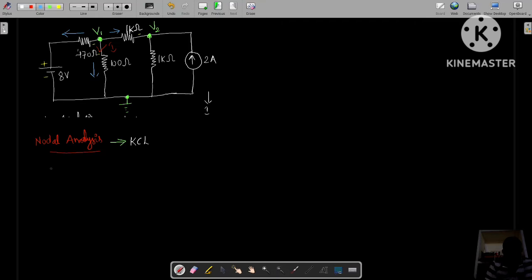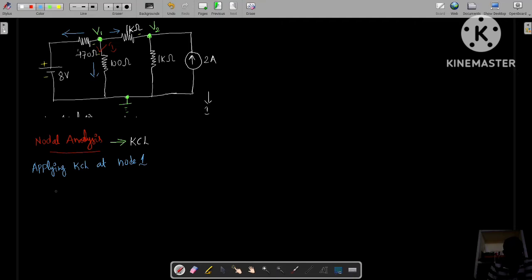Okay, let me apply KCL. We need to apply KCL at node 1. So this is node 1 and this is node 2. At node 1 I am applying KCL. When you apply KCL, as all these currents are outgoing currents, the sum of all these currents must be equal to 0. Now how can you write the equation for the current flowing through this path, through 470 ohms and through the 8 volt voltage source and finally reaching the ground node?